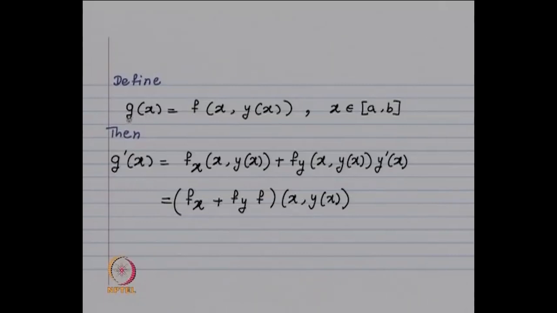So, we have got this function g of x defined on interval [a, b]. When we want to calculate the derivative of g, that is going to be equal to g dash x, which by chain rule is the partial derivative of f with respect to x plus partial derivative of f with respect to y, and now y is a function of x, so it is y dash of x. We know that y dash is equal to f. So, g dash x is going to be f x plus f y into f evaluated at x, y. So, this is the first derivative.